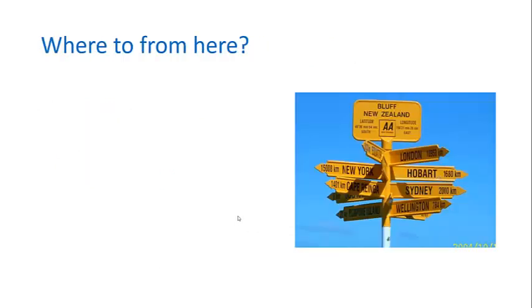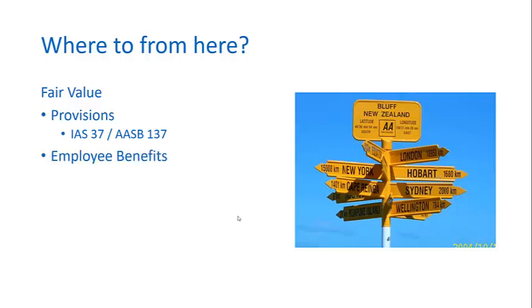So where do we go from here? Well, we're not going to really talk about any historic cost standards at this point in time. We're going to save that for another day. But what we're going to focus on now is provisions and the fair value accounting standards. We can talk about provisions quite generally, which is addressed in IAS 37, AASB 137, and we can talk about provisions quite specifically in the context of employee benefits, IAS 19, AASB 119.